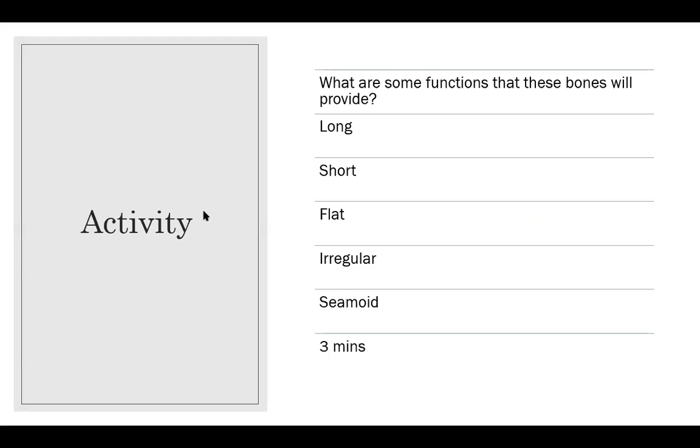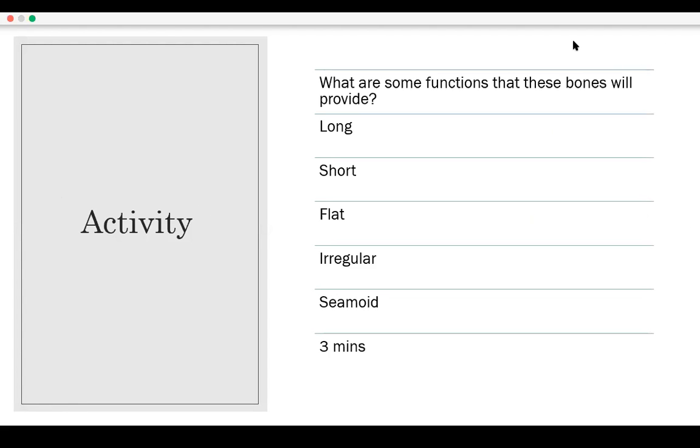So now that we know what long bones, short bones, flat bones, and irregular bones are, I'll give you 3 minutes to think of some functions that these bones would provide in your body. Now that you know what they are and where they're found, you have 3 minutes.